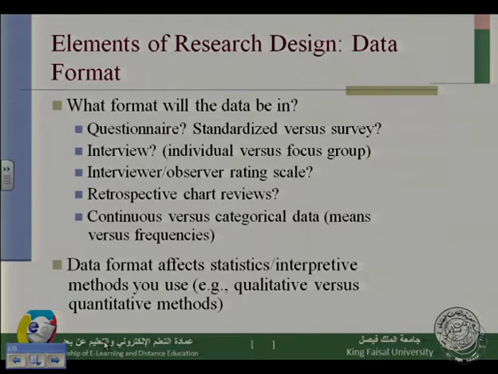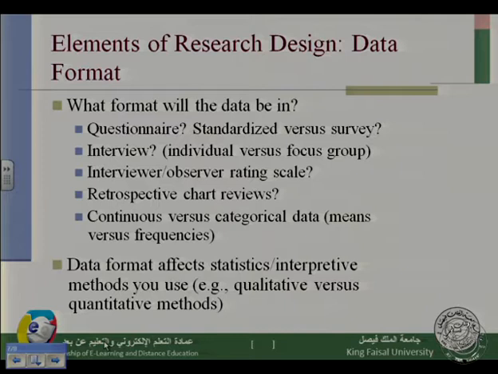Elements of research design, data format. Well, now we selected the sample. We need to start collecting data from them. And we need to specify the format, the shape, the form of the data. Is it going to come to us in the shape of questionnaires, interviews?